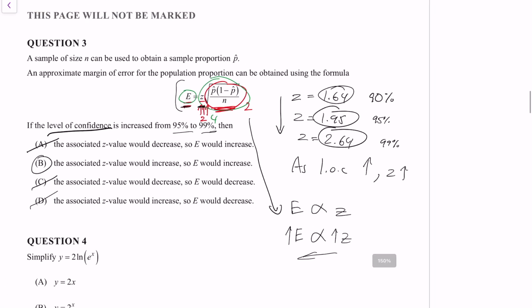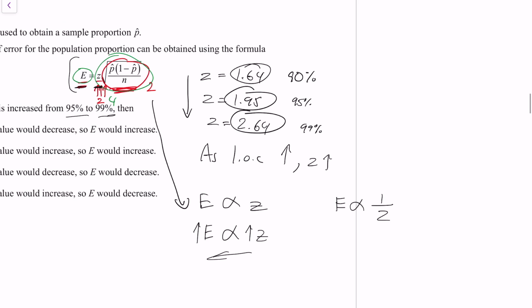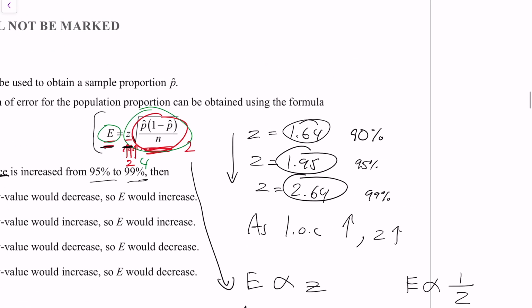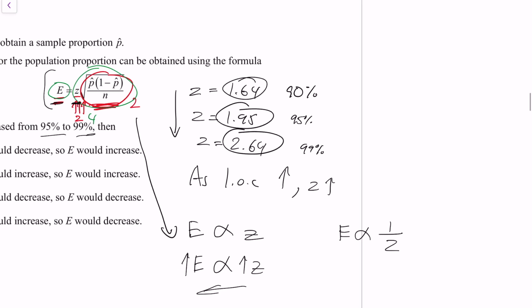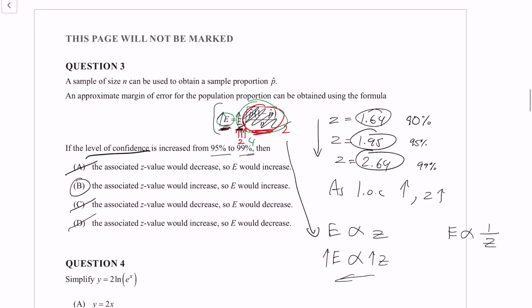Another type of proportionality is inverse, and this only happens when we have one of the variables in the denominator of a fraction. In this case, we don't have that because we just have E and Z. If we just remove this, we can clearly say that if Z increases in value, E will increase as well. So I hope that also makes sense.